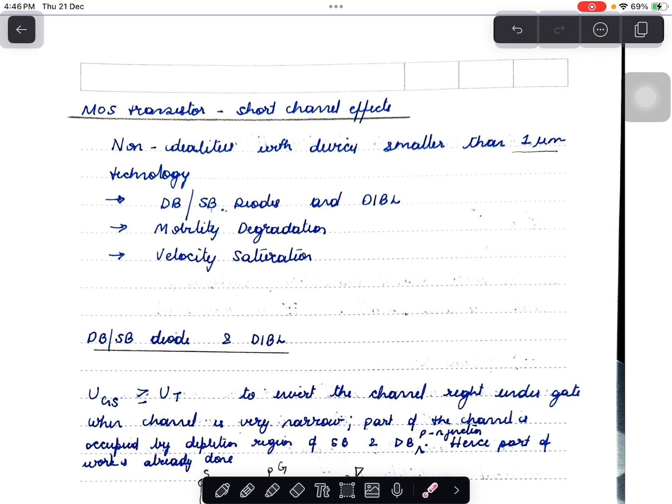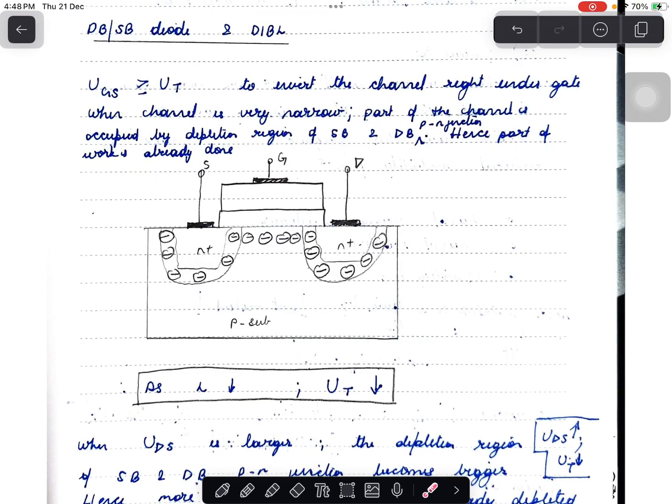Second is mobility degradation. Third is velocity saturation. Drain to bulk diode and source to bulk diode and drain induced barrier lowering.